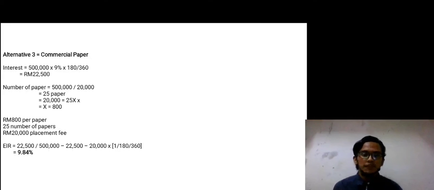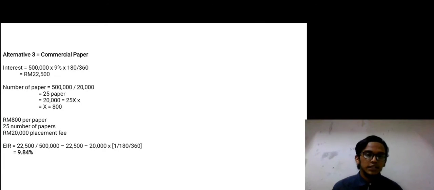The last alternative is that the company could sell commercial paper maturing at 180 days at a 9% annual interest rate. The dealer charged a total placement fee of RM 20,000. From the alternative, the interest is RM 22,500. Totalling up the EIR for commercial paper, we get 9.84%.